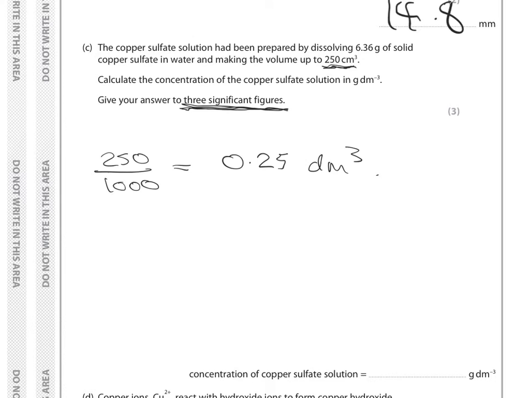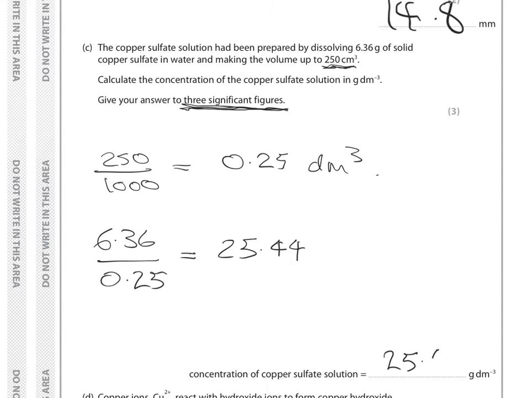I then divide my grams, so 6.36 divided by my decimeter cubed, 0.25, gives me a calculated value of 25.44 grams per decimeter cubed, and I've got to remember that the final value is to 3 significant figures, so that is 25.4 grams per decimeter cubed to 3 significant figures.